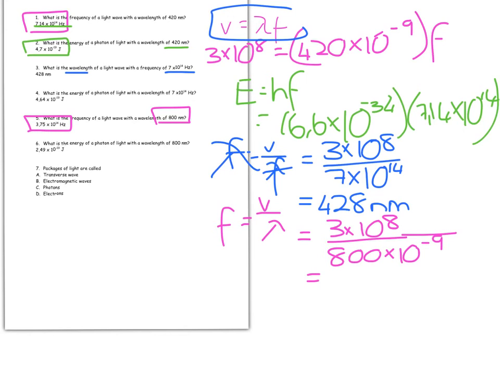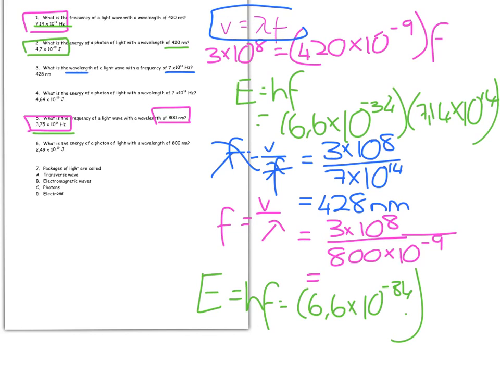What is the energy of a photon of light with that same wavelength? I've worked out the frequency now, so energy, remember, is equal to HF. The H is going to be 6,6 times 10 to the negative 34, multiplied by the frequency that I've just worked out, which is 3,75 times 10 to the 14, and I land up with an answer of 2,49 times 10 to the negative 19 joules.